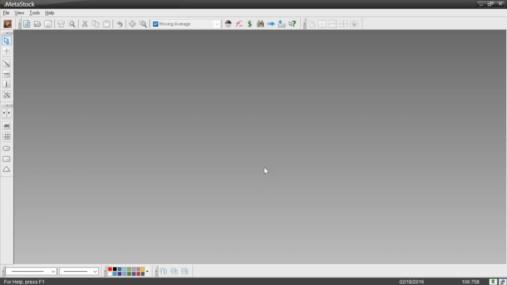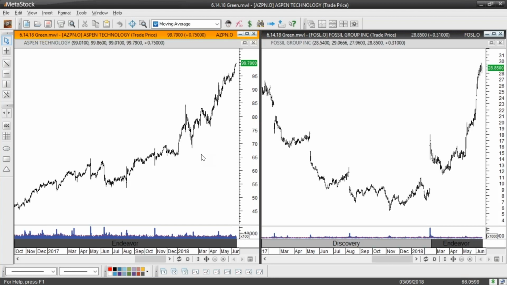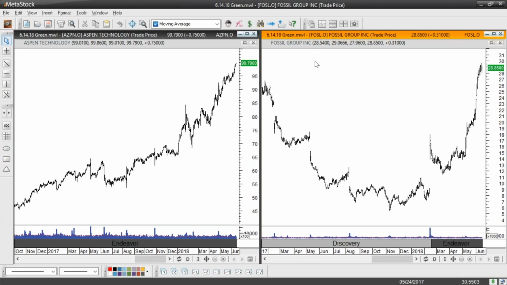Okay, I think it's only fair to bring back up the two stocks that were in Endeavor in our last example. It was AZPN and Fossil. Because the first question you're going to have is, okay, I've brought up Fossil. I think that this is a stock that I would like to trade. Okay, no problem. I look down at the bottom. I instantly say, is price in Endeavor or Discovery? Well, now it's in Endeavor. Okay, so what do I do next?